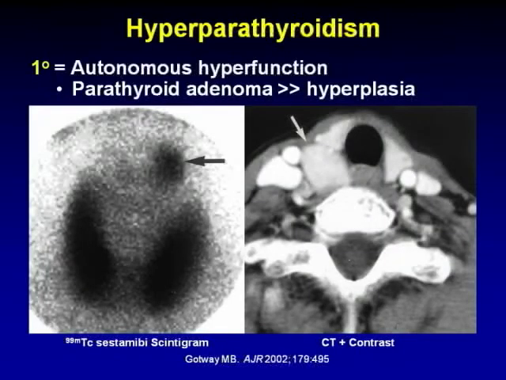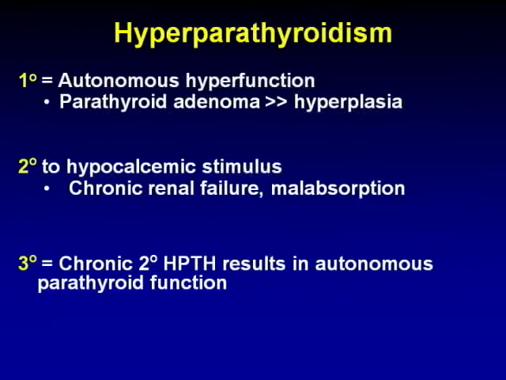Now, hyperparathyroidism can be a primary type in which there's autonomous hyperfunction of the parathyroid gland from a parathyroid adenoma, much more commonly than hyperplasia. The most common variety is the secondary form, secondary to some hypocalcemic stimulus like chronic renal failure or GI malabsorption, and least common, the tertiary form, defined as chronic secondary hyperparathyroidism that results in autonomous parathyroid hyperfunction.